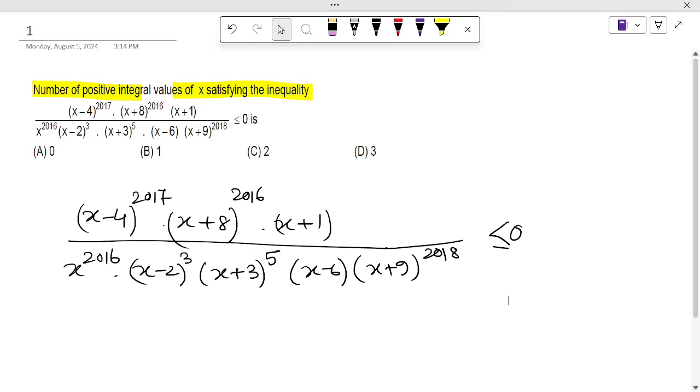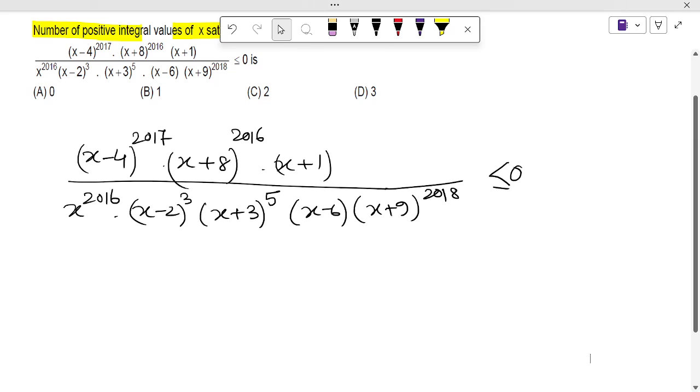The first step here is that we need to find the critical points. What is a critical point? Here you will find some critical points from the numerator and some from the denominator. Critical point means the value of x for which the expression will be 0, and we see numerator and denominator separately. From the numerator, the values of x will be 4 as one critical point, minus 8 and minus 1. So there are 3 critical points from the numerator.